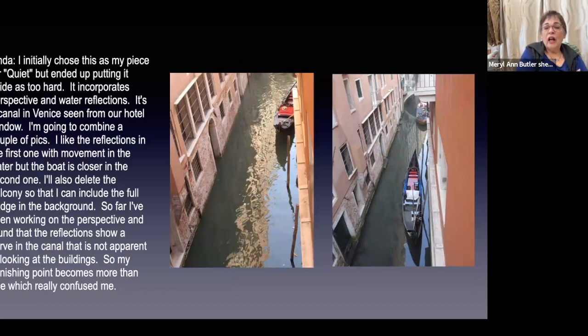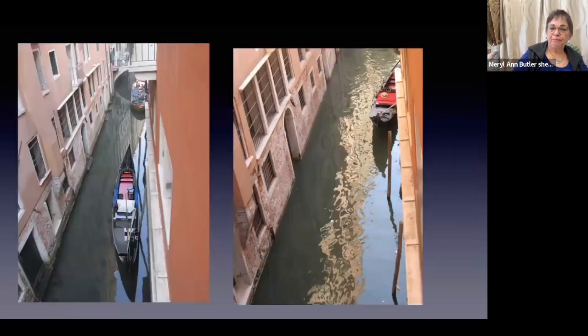It's got some hard things. It's got perspective, it's got water reflections, it's got moving a boat from one place to another, and combining pictures. And so she wants to also delete the balcony. On the right-hand picture, you see there's a balcony that's covering up that little bridge, and she wants the bridge to show, which is good, rather than the balcony. So she wants to take that out. And she had trouble with the perspective and with the vanishing point. And so we're going to see how to fix all of this.